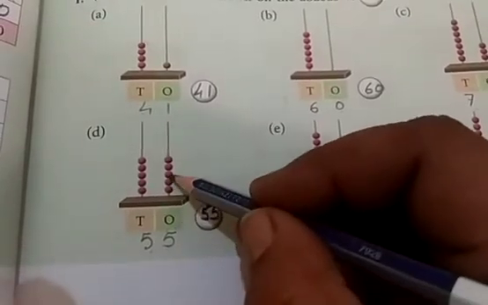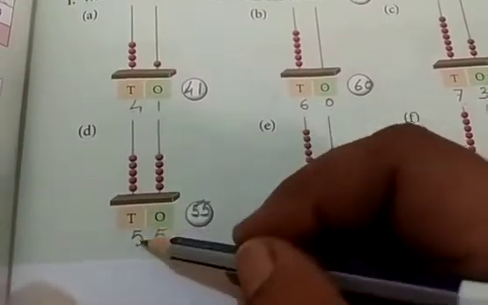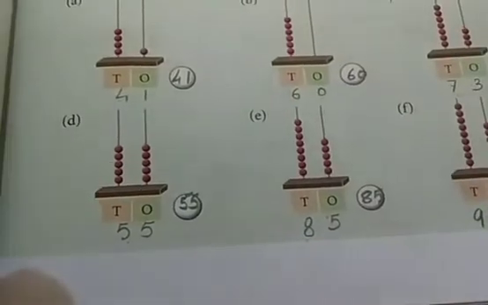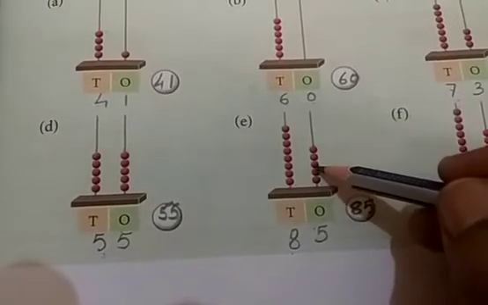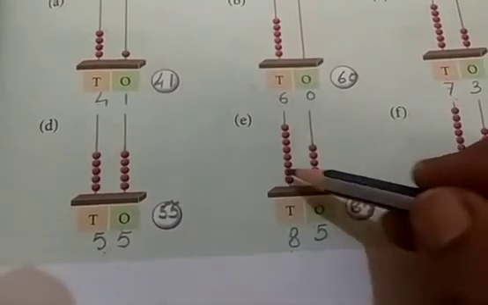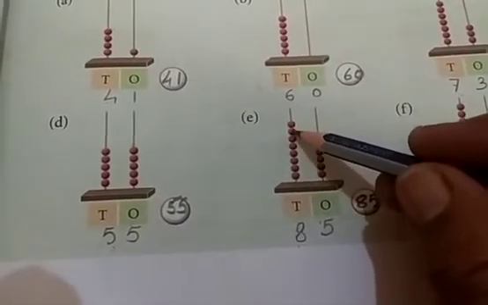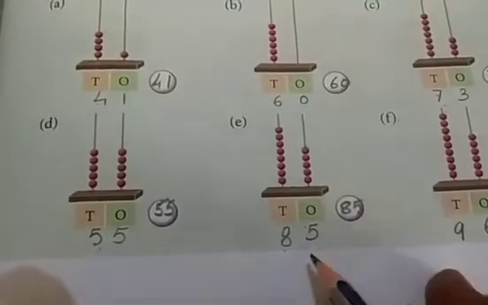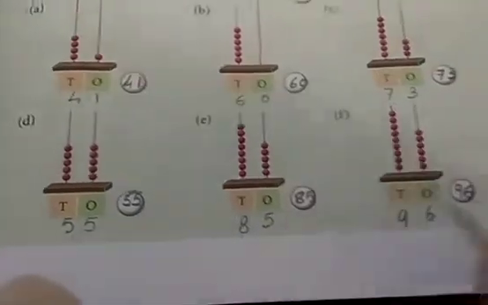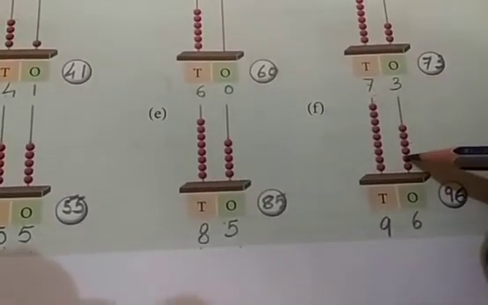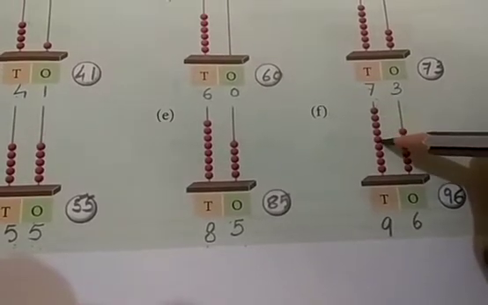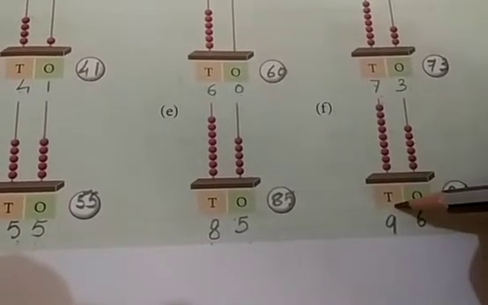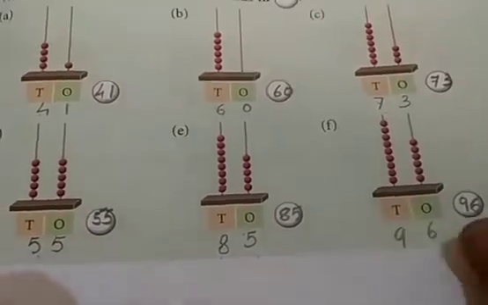See the next one? In ones place 1, 2, 3, 4, 5. In both the places the digit is 5 and 5. So altogether we can say 55. See here, 1, 2, 3, 4, 5 in ones place, and 1, 2, 3, 4, 5, 6, 7, 8 in tens place. So the number is 85. Then 1, 2, 3, 4, 5, 6 in ones place, and 1, 2, 3, 4, 5, 6, 7, 8, 9 in tens place. So altogether 96. Okay, we only count the beads and write the digit.